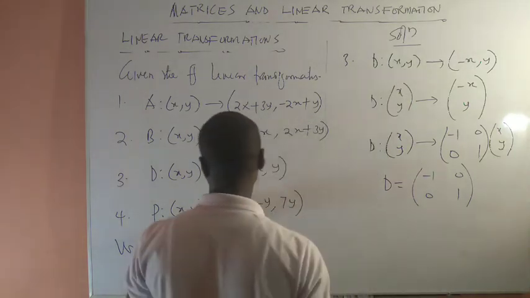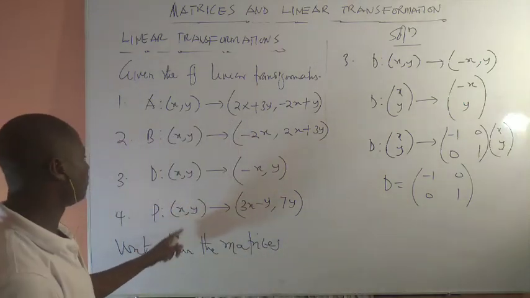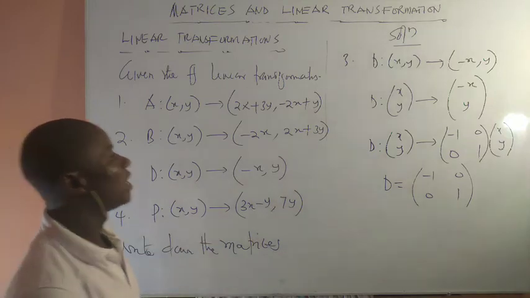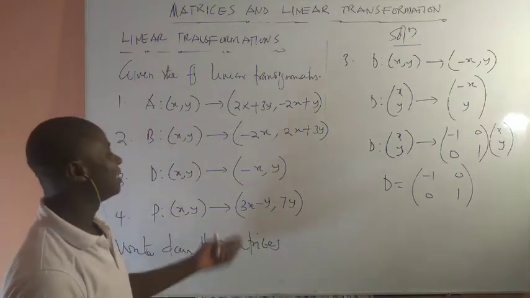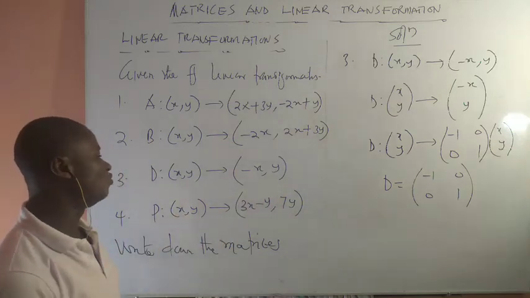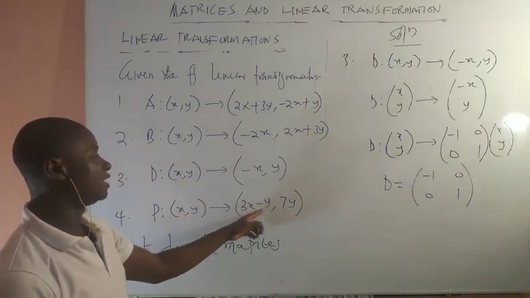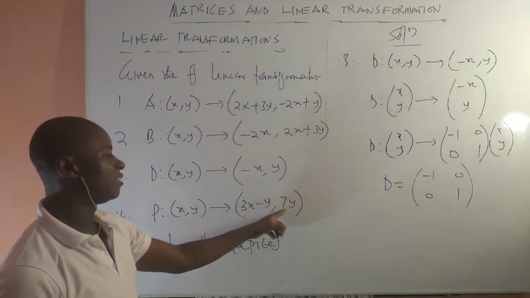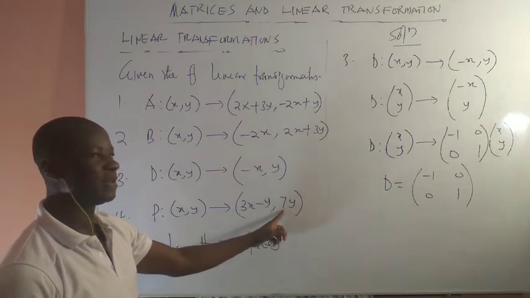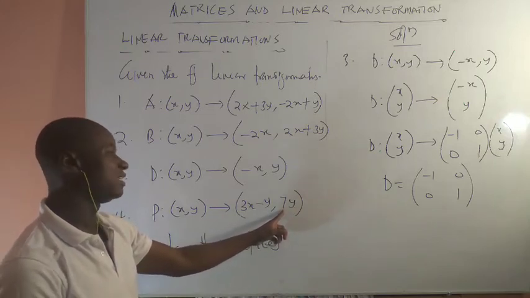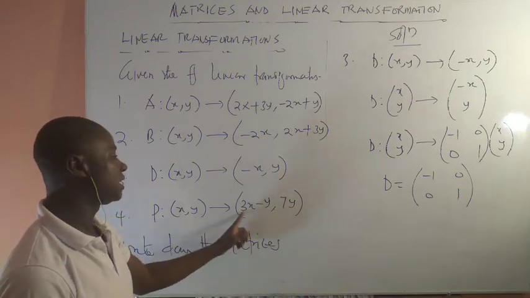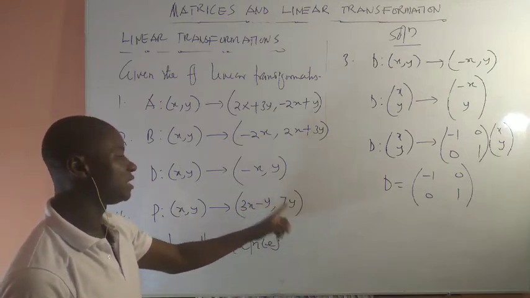Now we are going to consider the last one. That is P of xy. That maps to 3x minus y, then 7y. And I guess this one, you can even write the matrix. The comma separates the first row from the second row. So the matrix P will be 3 minus 1, 0, 7. And I guess you understand why it's 0, 7, because there is no x term after the comma. And so the coefficient is 0. That's why there is no x term, because 0 times x will give us 0. So it's 3 minus 1, 0, 7. That will be the matrix P.